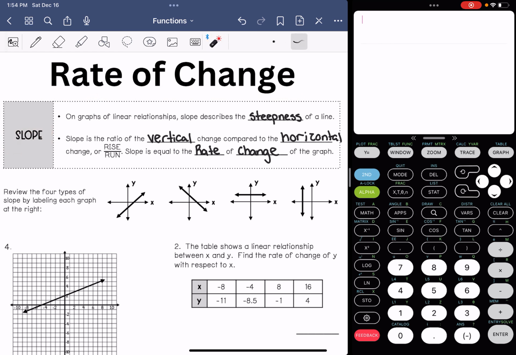All right, this very first section asks us to review the 4 types of slope by labeling each graph. These graphs right here represent a positive rate of change. Okay, reading our graph from left to right, we see it going up the page. It is a positive rate of change. That graph is increasing. This second one has a negative slope. Again, reading our graph from left to right, this time we see the graph move down the page.